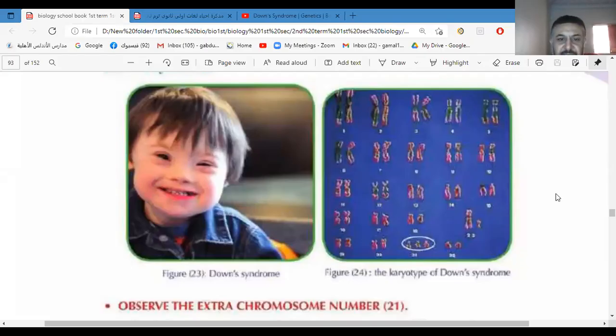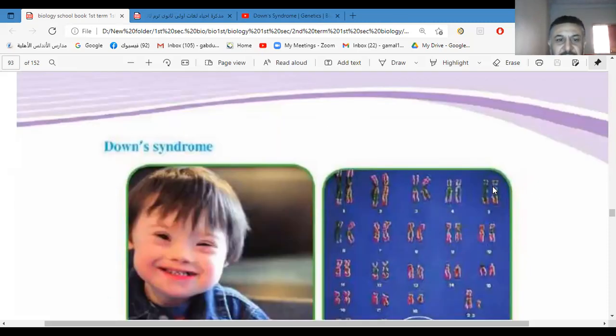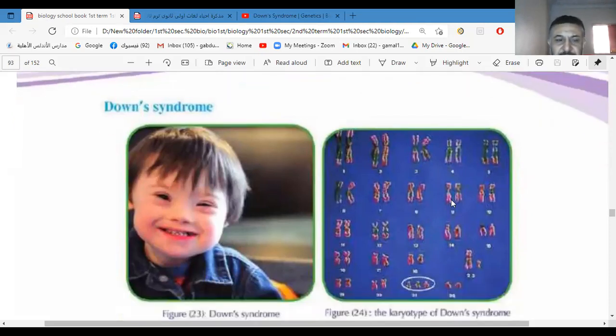Today, inshallah, senior one, we continue our discussion in biology about the abnormal cases in chromosomes. Chromosomal abnormal cases, genetic mutation may happen. Chromosomes may increase in some people and may decrease in some people. There is a change in the number.